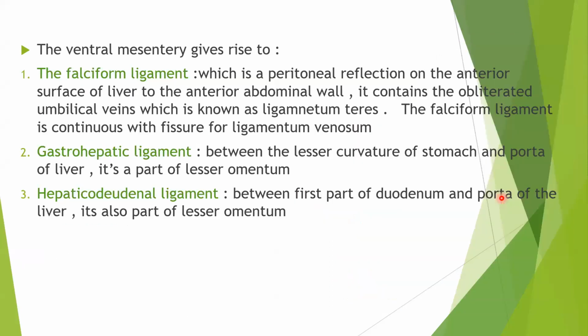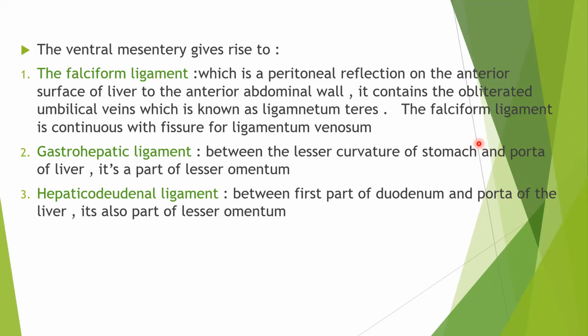The ventral mesentery will give rise to the following: the falciform ligament, which is a peritoneal reflection on the anterior surface of the liver to the anterior abdominal wall. It contains the obliterated umbilical vein, and it is known as ligamentum teres, or the round ligament of the liver. The falciform ligament is continuous with the fissure for ligamentum venosum. This fissure separates the caudate lobe and the remainder of the liver.